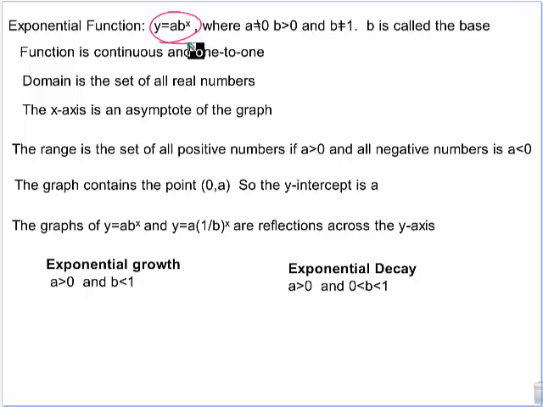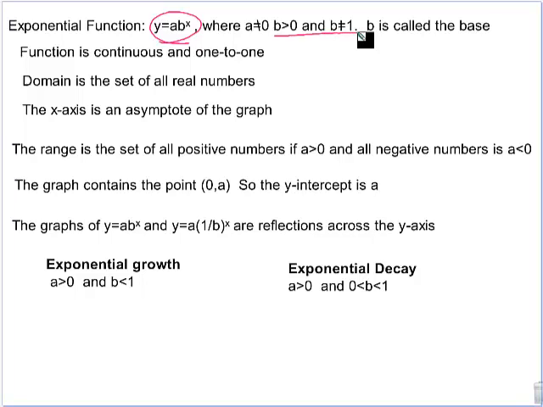y equals a b to the x. A can't be 0. Okay, what would happen if a were 0? The whole thing would be 0. Then it's no longer an exponential function. So a can't be 0. B has to be greater than 1. Or greater than 0, sorry. B has to be greater than 0.